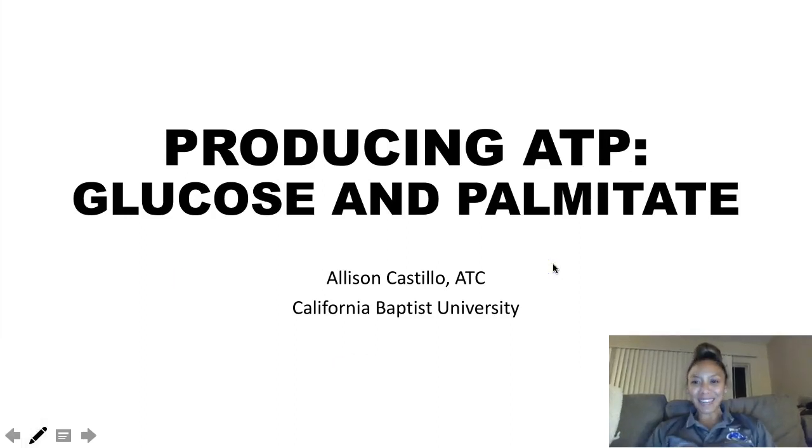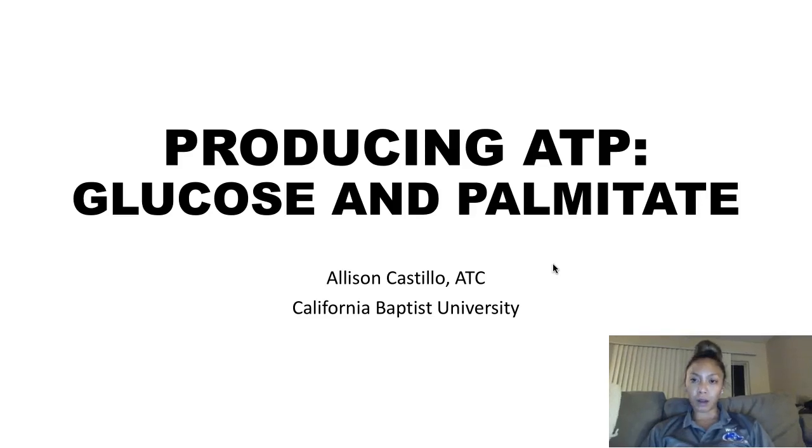Hi everybody, my name is Allison and I am going to talk today about how we produce ATP from glucose and palmitate. I want to start off by talking about how glucose is coming from carbohydrate and palmitate comes from a substrate called fats. And with these molecules, we're able to produce ATP. ATP is energy, so let's just first start talking about what ATP is all about.